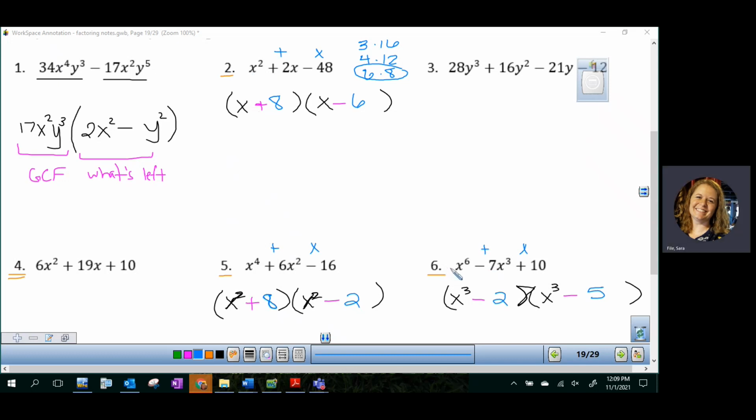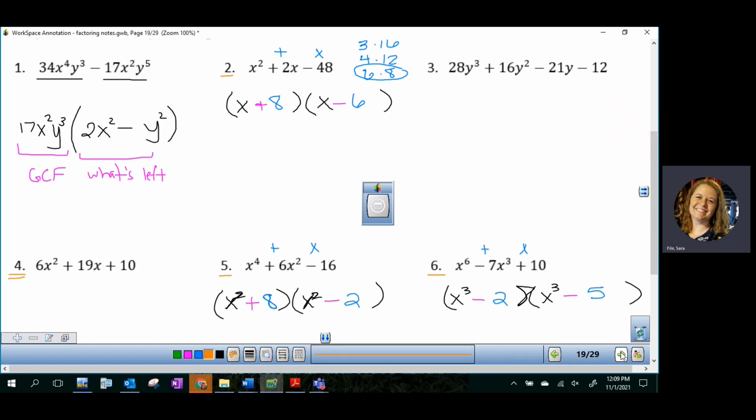Okay, where it gets more complicated is like with number 4, when there is a number there. So that's where those methods are going to come in handy. The grouping, the box method, slide divide. So we're going to review those methods and then you'll be able to come back and try number 4. Now, number 3 is not a trinomial. We actually have 4 terms here.